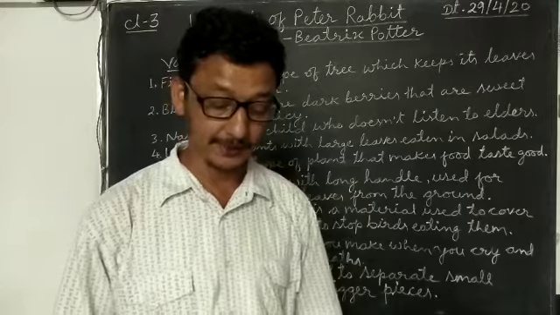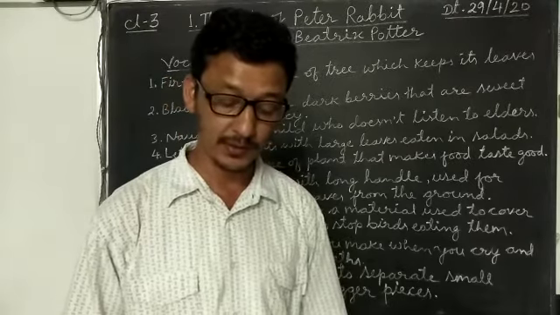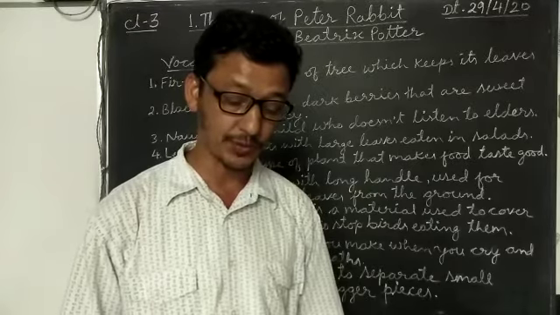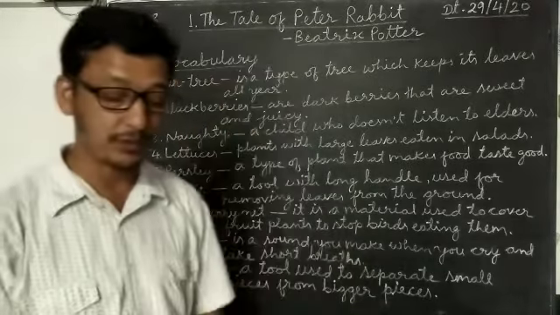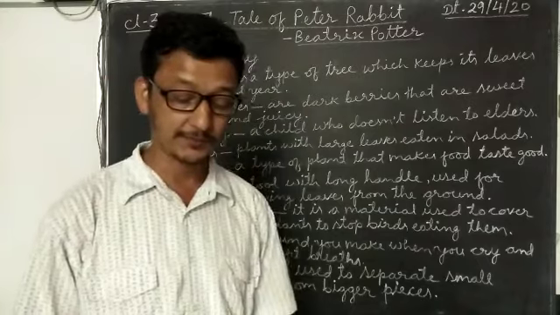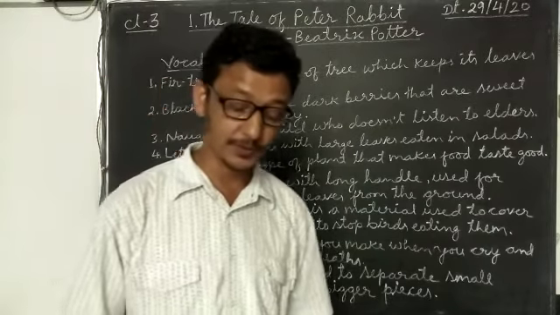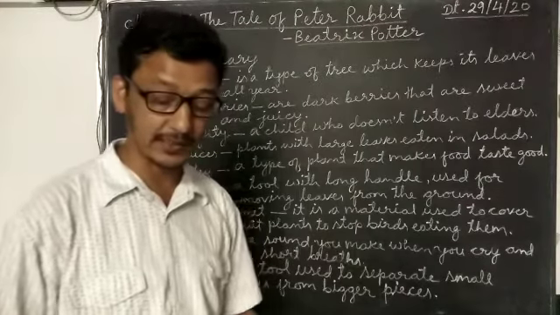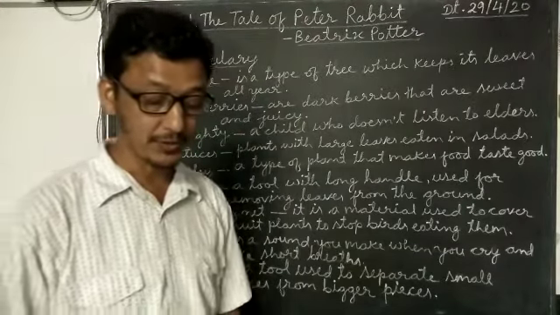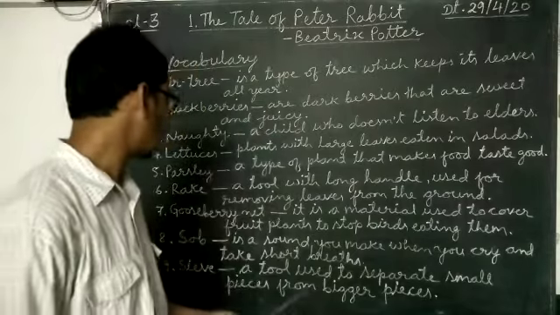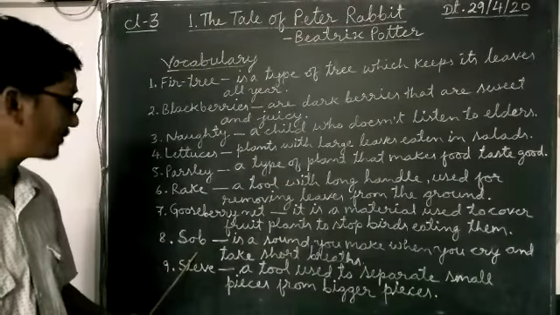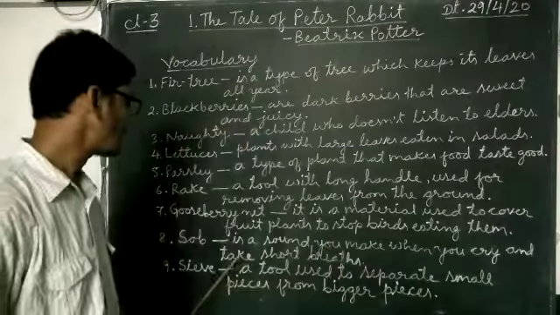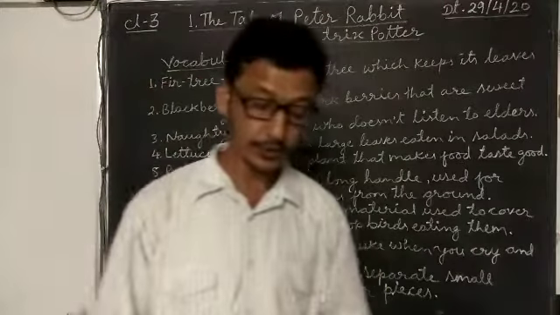Peter started crying. His sobs were heard by some friendly sparrows. They flew to him and encouraged him to try to free himself. So now Peter started crying. While he was crying, his sobs were heard by some friendly sparrows. So these sparrows encouraged him, motivated him to try to free himself. Now, what are sobs? To sob is a sound you make when you cry and take short breaths. Sobbing, crying.